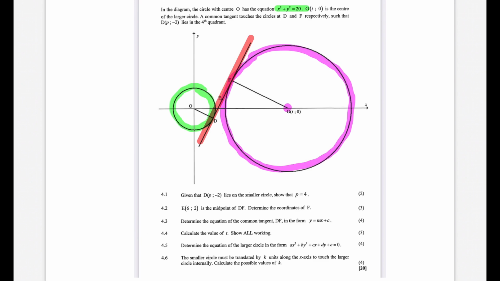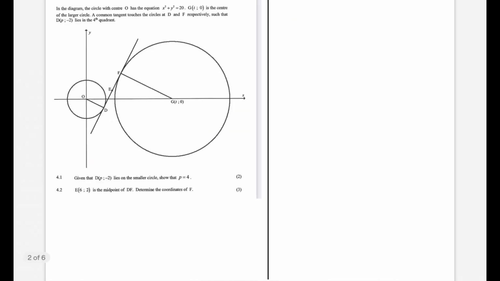In 4.1, we're given that if D is (p, -2), then show that p is 4. Okay. Well, you can see that D is on the smaller circle. The smaller circle has equation x squared plus y squared is equal to 20. Now, if D has the coordinates (p, -2), we can substitute the y value of minus 2 to find the corresponding x value. Remember, in this equation, if you plug in a value for y, the only unknown will be x, and so we can solve for it.